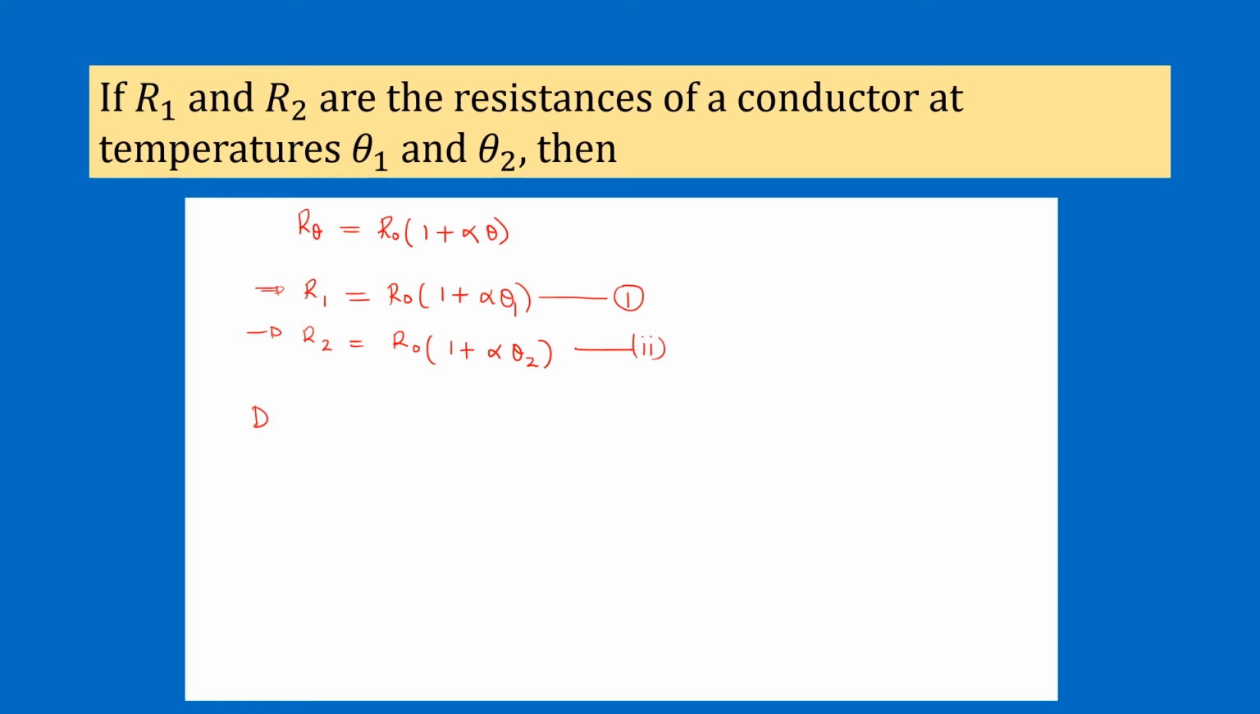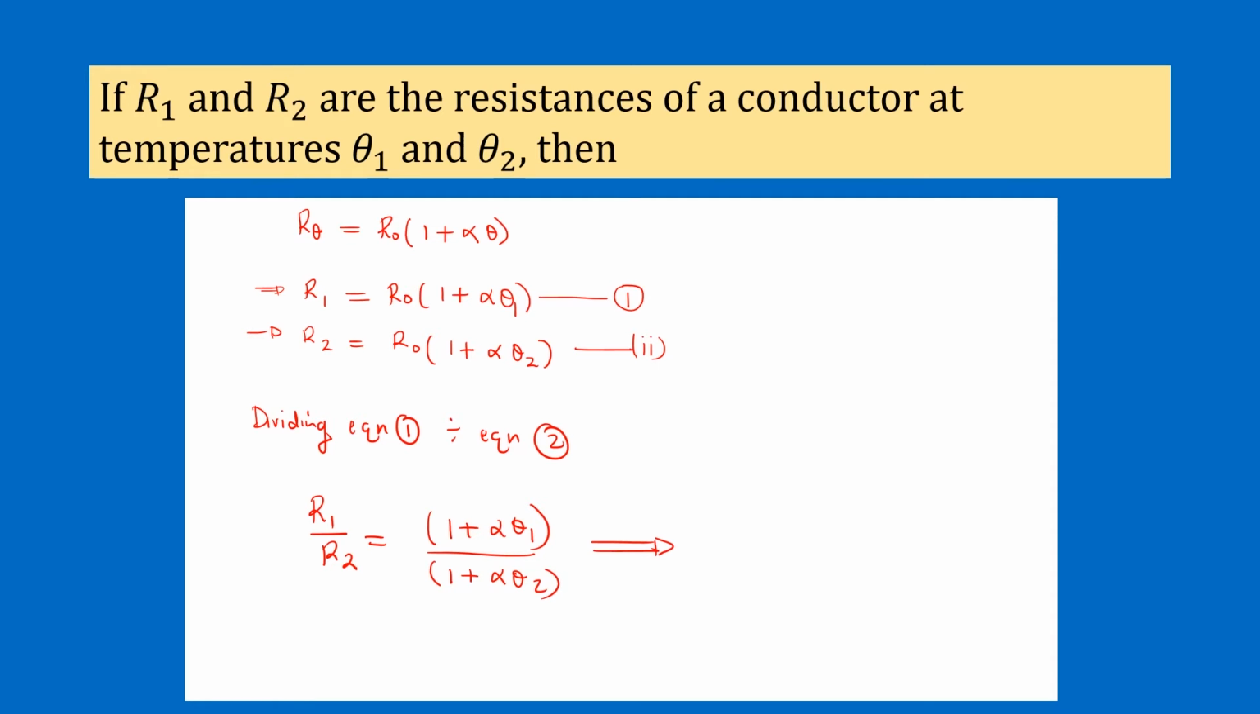equation 1 by equation 2, we come up with R1 divided by R2 being equal to 1 plus alpha theta 1 divided by 1 plus alpha theta 2. And this relationship can help you solve a problem where they have given you different resistances at different temperatures of the conductor. This can help you calculate the temperature coefficient of resistance of that material.